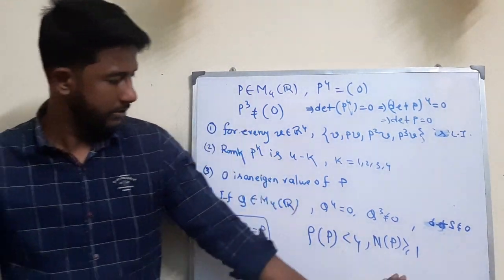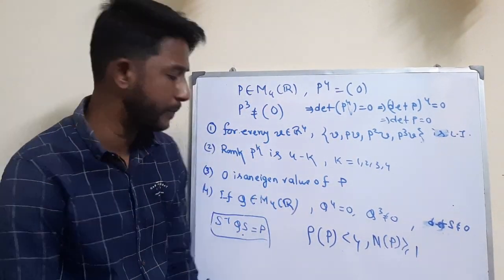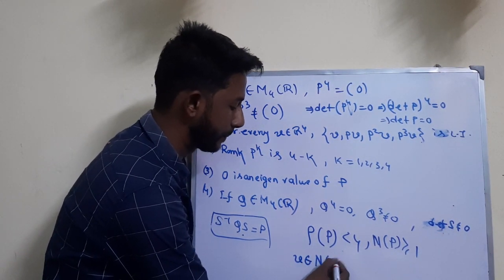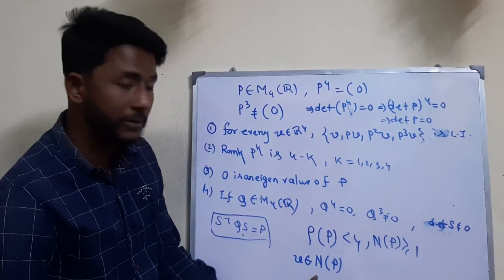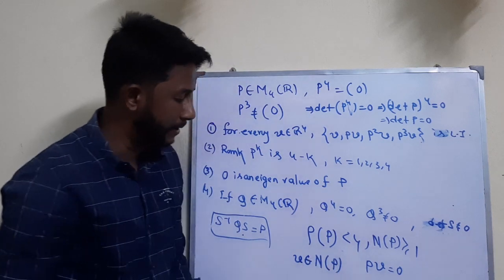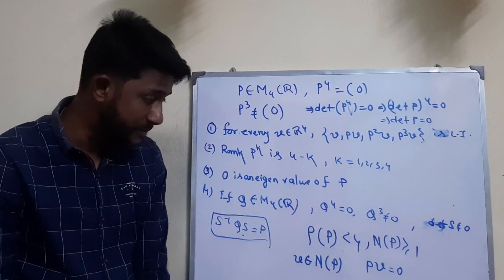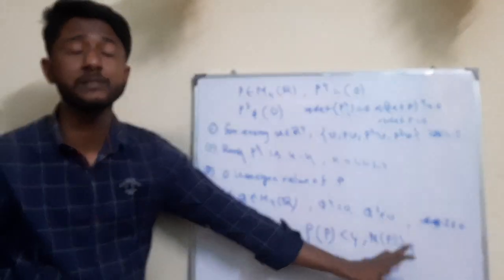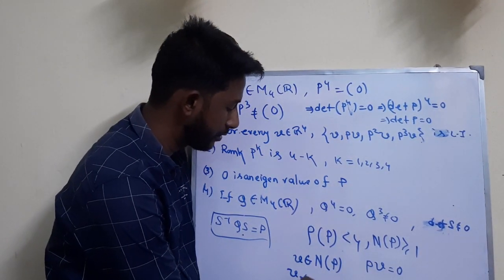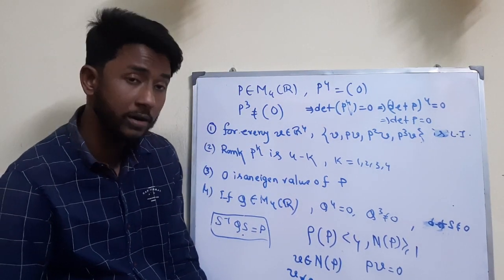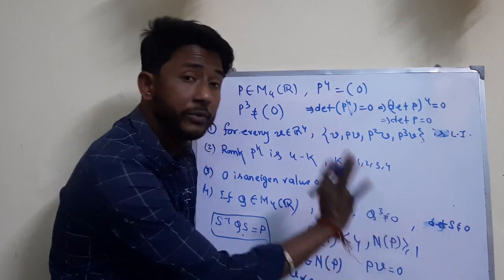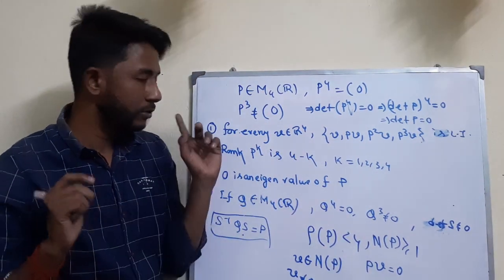Now just take a vector V from the null space of P. Take a vector V that belongs to the null space of P. It means that if V belongs to the null space of P, then P into V is equal to 0. Now the dimension of the null space of P is at least 1, so I can choose this V as a non-zero vector. So I am choosing a non-zero vector V from the null space of P, that is, P into V is equal to 0. Now observe the first option.